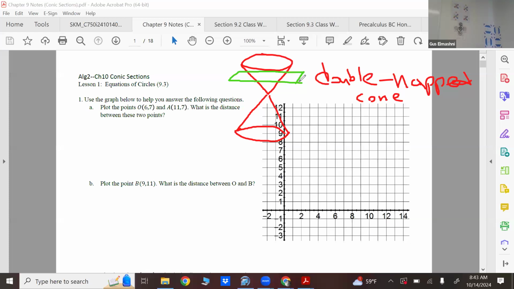Great. What if I cut it at an angle through the body of a cone? I get an oval. If I took a plane and cut it at a slant through the body of the cone, I get an oval, which you call an ellipse.